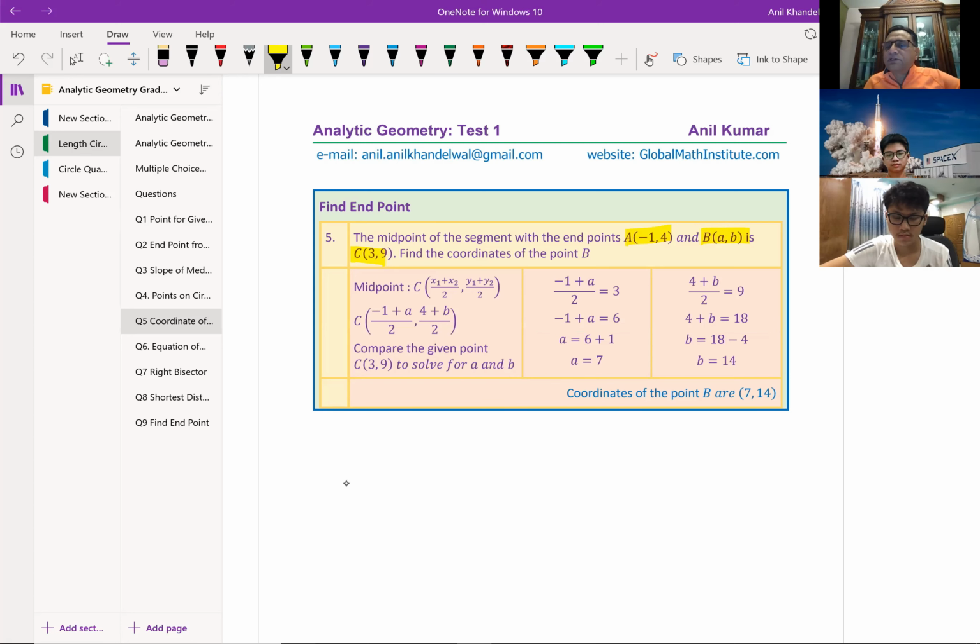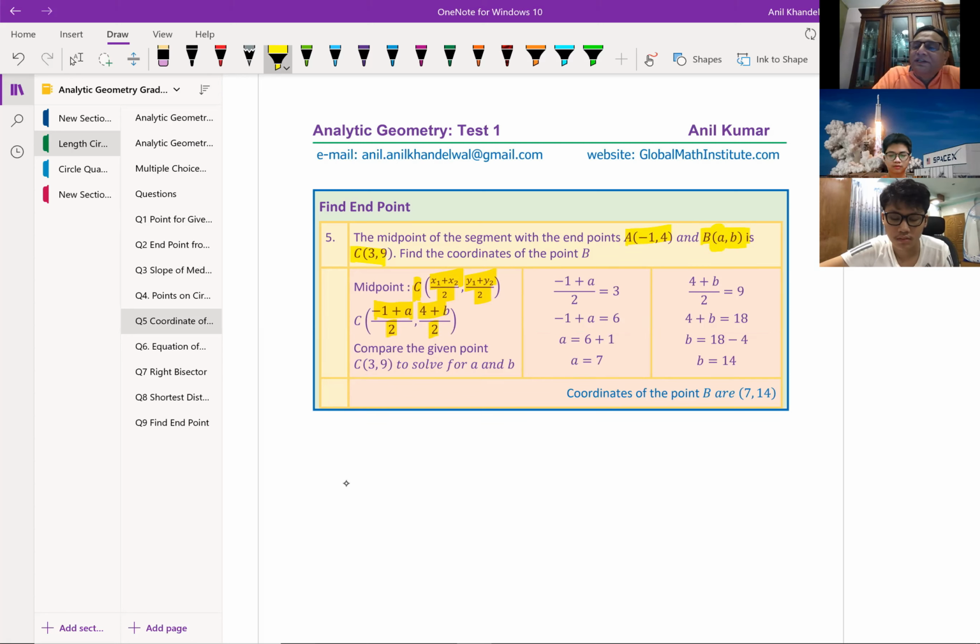So let's look into this solution and understand the strategy. You know the midpoint formula here should be x1 plus x2 divided by 2, y1 plus y2 divided by 2. Now, in this particular case, x1 and x2 values are not known. So we'll write as given to us a and b, right? So we get the midpoint c as minus 1 plus a divided by 2 and 4 plus b divided by 2.